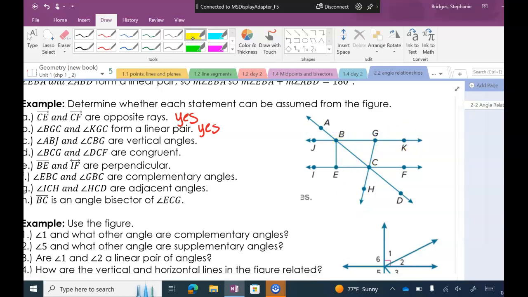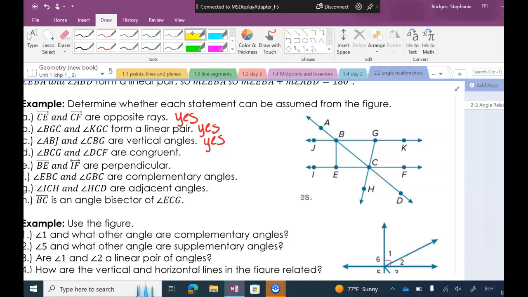All right, ABJ, so here's ABJ, and CBG. Are those vertical angles? Yes, they are. Remember, vertical angles are across from each other, formed by two intersecting lines, which those are.